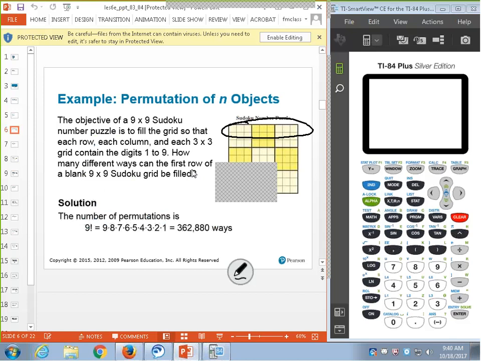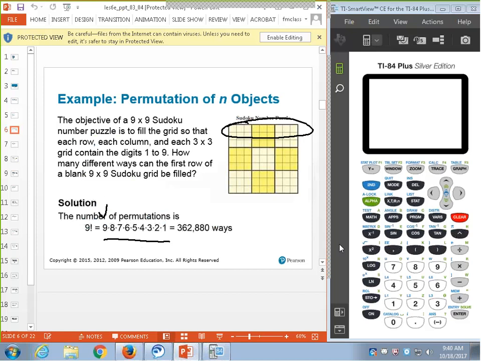First, each row has what? Yeah, 9 positions, and you can use the numbers 1 through 9. So actually, the first one, there's how many choices? You pick one number, but there are how many choices? 9, and then you can't use it again. So then there's what? 8 choices, 7, 6, 5, 4, 3, 2, and down to 1, right? So the answer would be 9 factorial. It's got to be the number of ways.